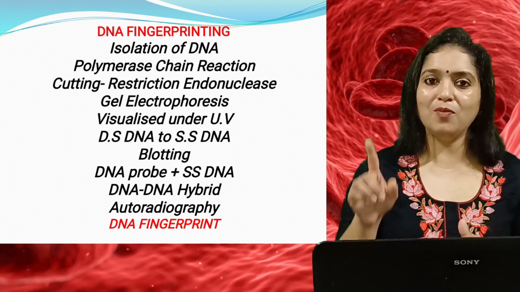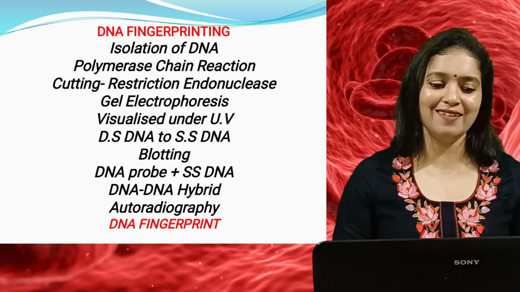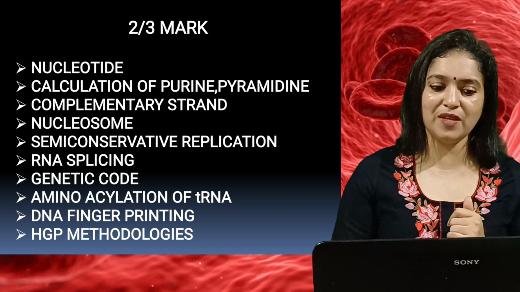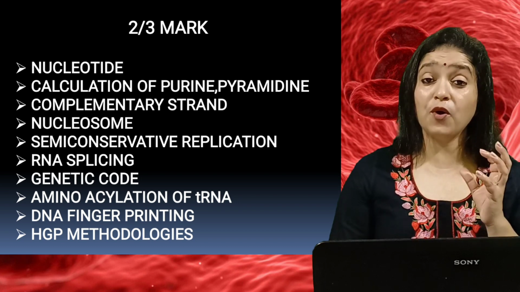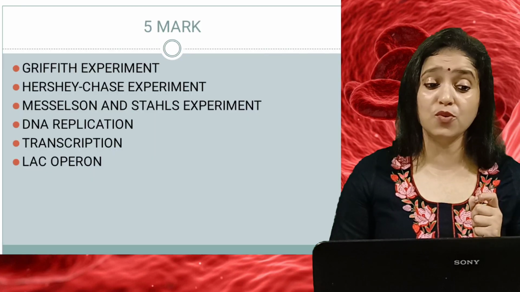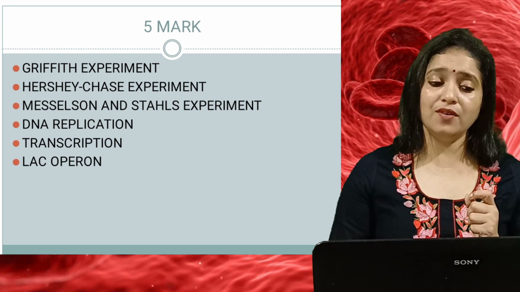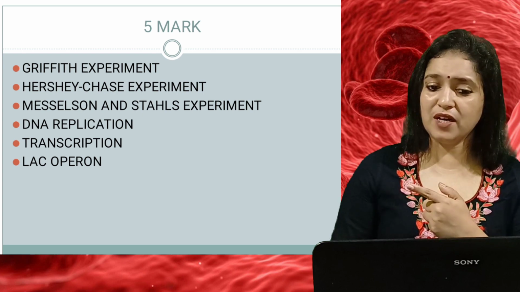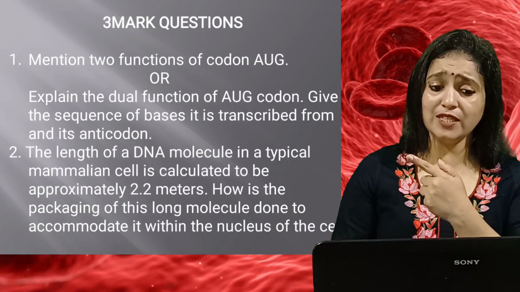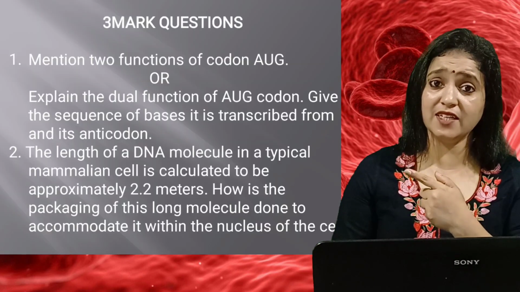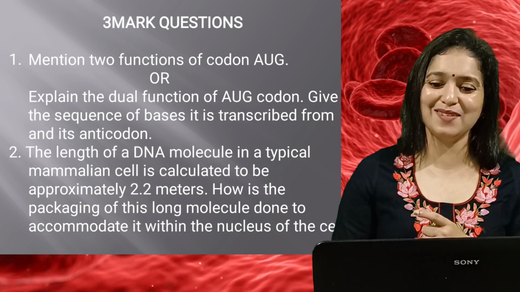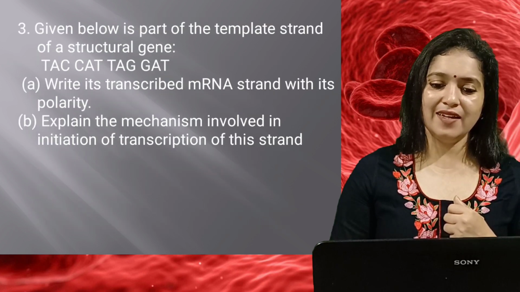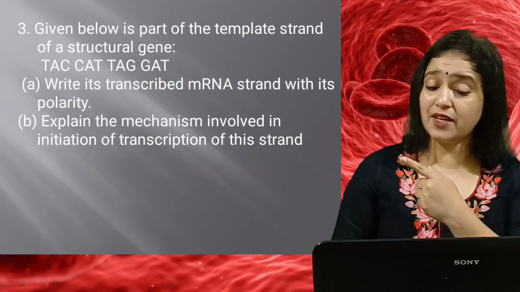Okay, so almost all the points I have discussed here. You can see, 2-mark and 3-mark questions are asked from these areas. So many problems are also there in this chapter. Please go through the problems. 5-mark questions are here. You can go through the 3-mark questions. The second question is directly from the NCERT textbook. Even the same question is there in the NCERT textbook. Dual function of codon I have explained here. And this kind of question you can expect.